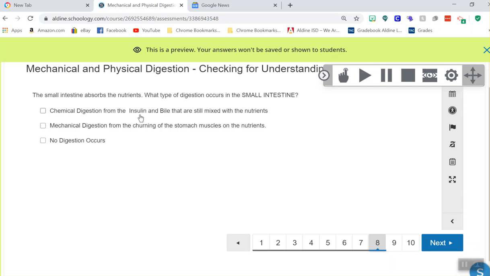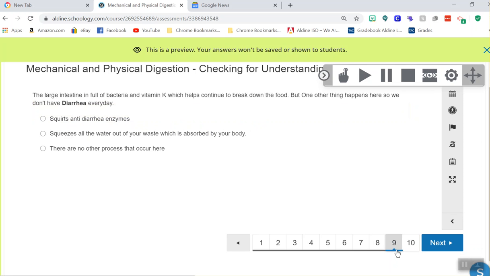Chemical digestion from insulin, bile that are still mixed with the nutrients. Makes sense because it's being put onto the food as it passes into the small intestine, so it's still got to be in the small intestine. So that's going to be our number 1 choice. Mechanical digestion from the churning of the stomach? No, that's before the small intestine, so that can't be the answer. And that's actually, no digestion occurs. That's ridiculous. So the correct answer is going to be chemical digestion from insulin and bile that are still mixed with the nutrients. Okay, 2 away.